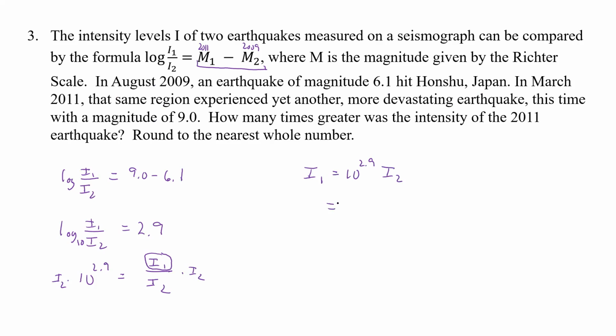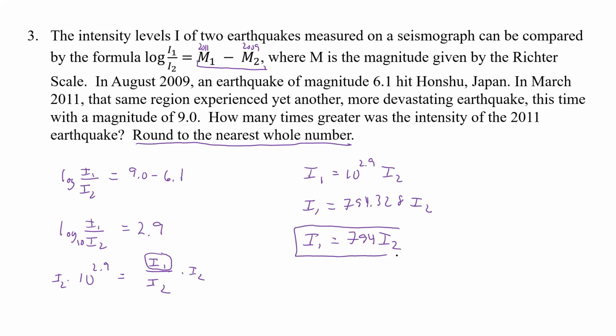Well, 10 to the 2.9, what does that equal to? Well, 10 to the 2.9 is equal to 794.3, so it's 794.328 I2. But then they said round to the nearest whole number. Well, that's going to be I1 is equal to 794 times I2. Okay, so that is what they're looking for.